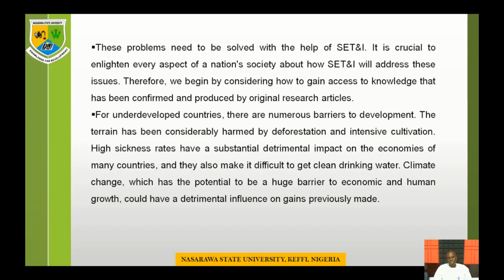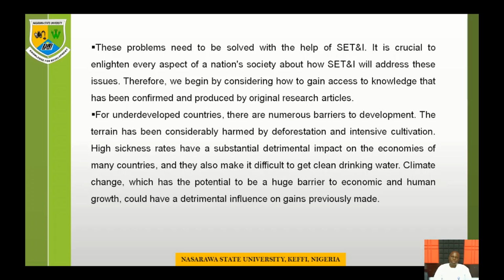These problems need to be solved with the help of SETI, and it is crucial to enlighten every aspect of a nation's society about how SETI will address these issues. Therefore, we begin by considering how to gain access to knowledge that has been confirmed and produced by original research articles. For the underdeveloped countries, we have numerous barriers that hinder development.